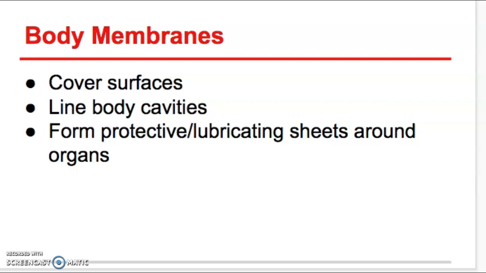This is part 2 for Lab 3 on the integumentary system, and this section is actually on the body membranes. So the skin is the cutaneous membrane, okay, and it's a dry membrane, right? Our skin is dry, but the majority of our membranes are either wet or moist. Body membranes cover surfaces, they line body cavities, and they form protective or lubricating sheets around organs.